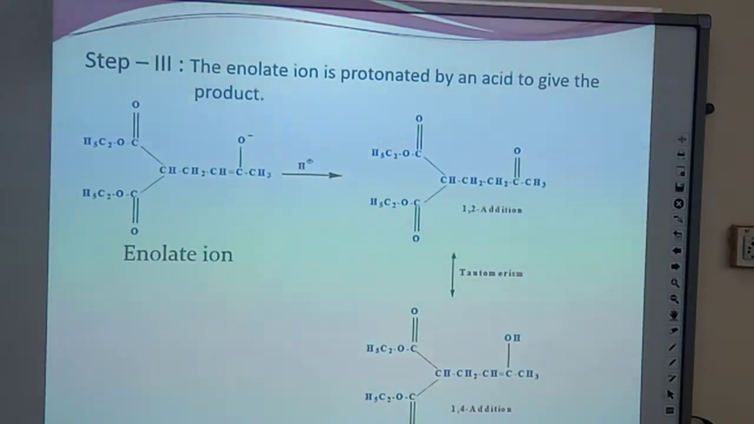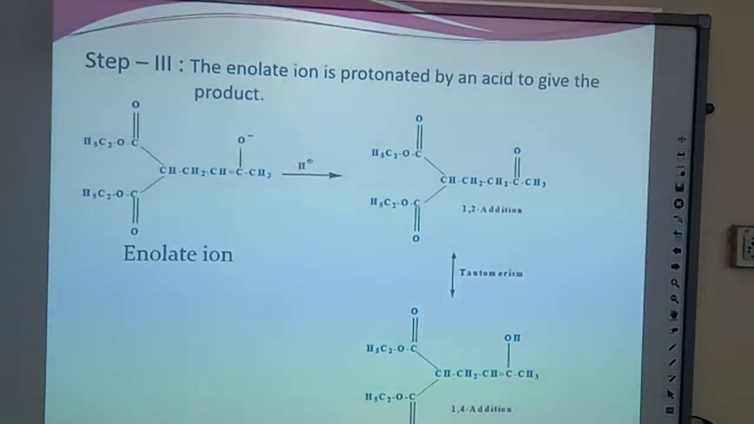So this enolate ion in the final step is going to be protonated by the acid and gives the addition product that is called the 1,2 product. The 1,2 product is nothing but the moiety of the active methylene group adding on the beta carbon atom and a proton adding on the alpha carbon atom, which gives 1,2 addition. This can also undergo tautomerism, and you can have the 1,4 addition product also, where you have an enol, and in 1,2 addition you have a ketone. So the 1,4 addition product is a little bit unstable as compared to the 1,2 addition product. So the more stable one is the 1,2 addition product.